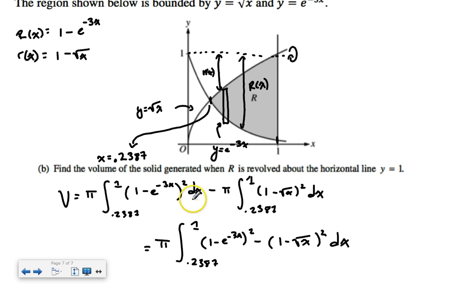I would recommend for the AP test and just in general that you just put this part into the calculator and you get a number, and then you leave it in terms of pi at the end. When you do that, what you will get is approximately 0.453 pi as the volume of the rotational solid. The hardest part about this question is figuring out the inner and the outer radii. The rest is just setting up an integral with the volume formulas that you know.